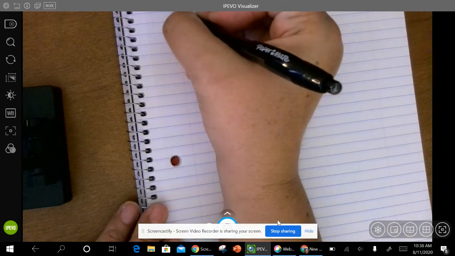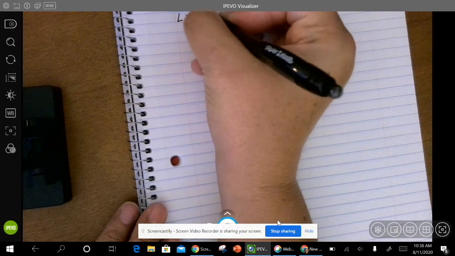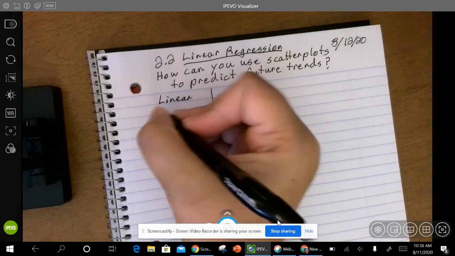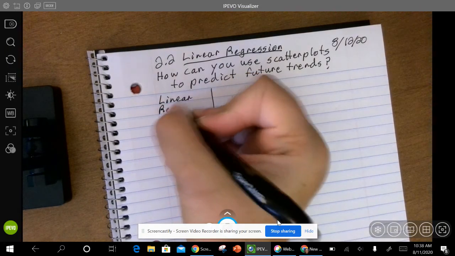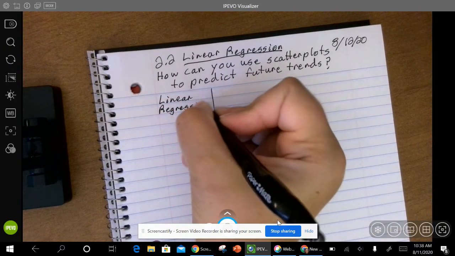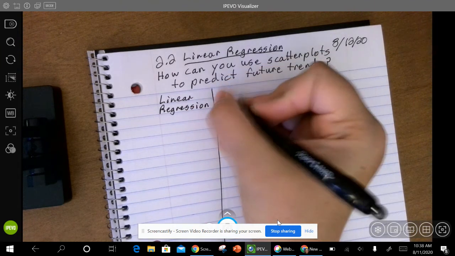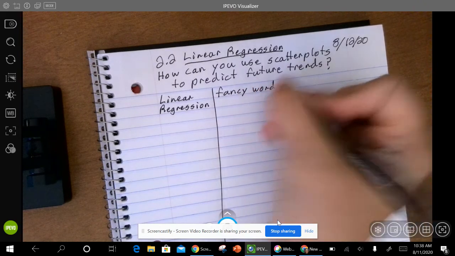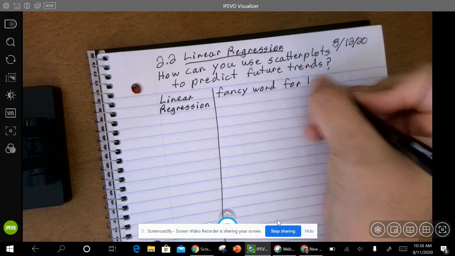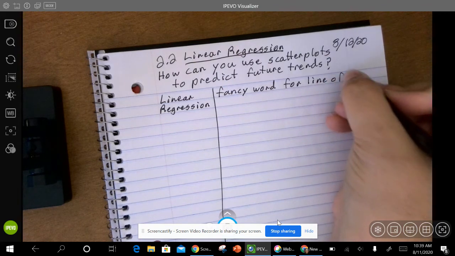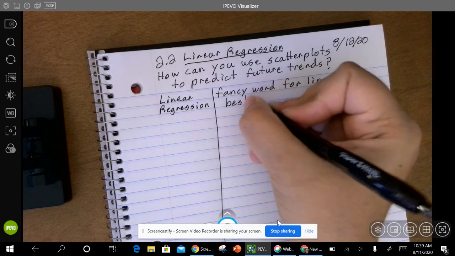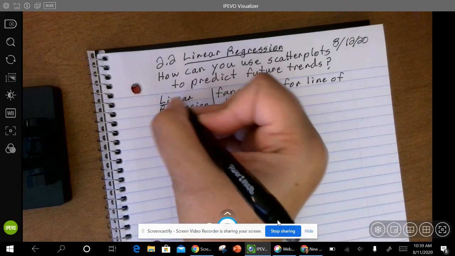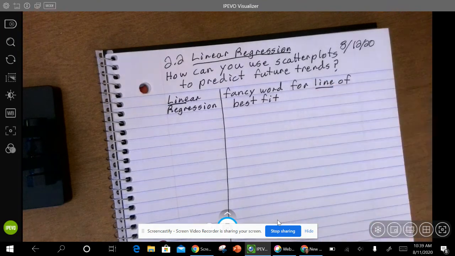So linear regression, everybody. Let's see it. Linear regression is just a fancy word for the line of best fit. You see that word linear has the word line in it, so line of best fit.